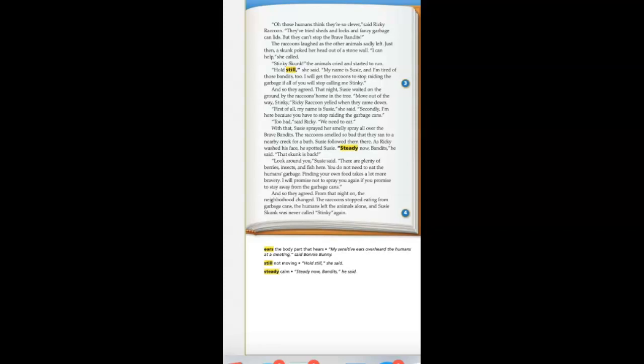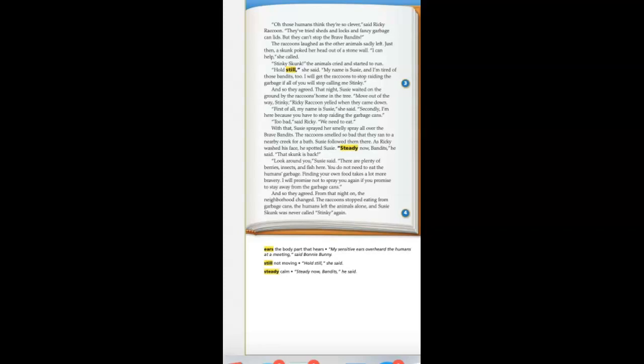Just then a skunk poked her head out of a stone wall. "I can help," she said. "Stinky skunk!" the animals cried and started to run. "Hold still," she said. "My name is Susie, and I'm tired of those bandits too. I will get the raccoons to stop raiding the garbage if all of you will stop calling me Stinky." And so they agreed. That night, Susie waited on the ground by the raccoon's home in a tree.